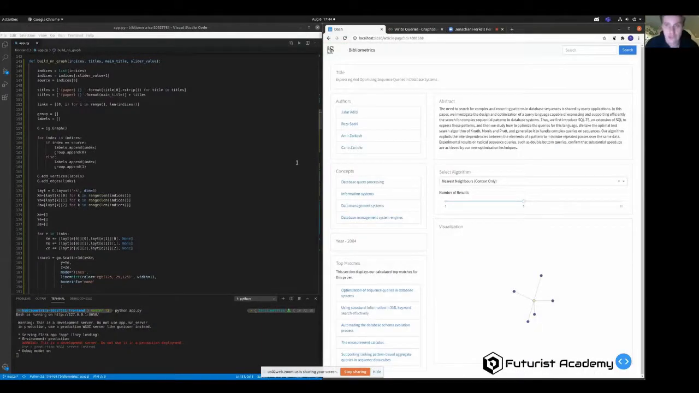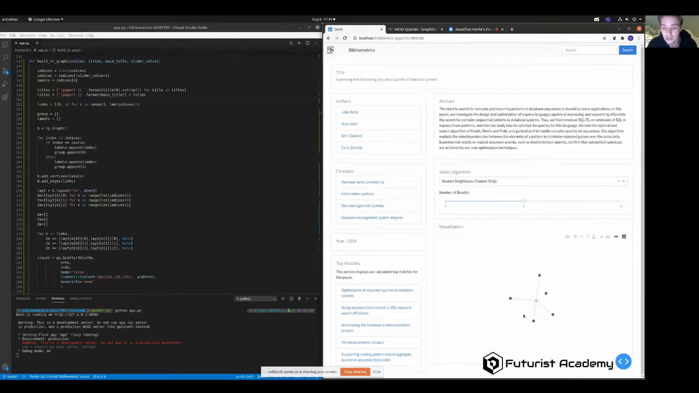As you can see, I just want to make sure that everyone can see my screen on the right, where we have some authors that have been returned. This is a specific paper called Expressing and Optimizing Sequence Queries in Database Systems. What we're currently seeing here is the nearest neighbor algorithm, which is only context. It's not based on concepts or authors, which are actually represented in the database as vertices.